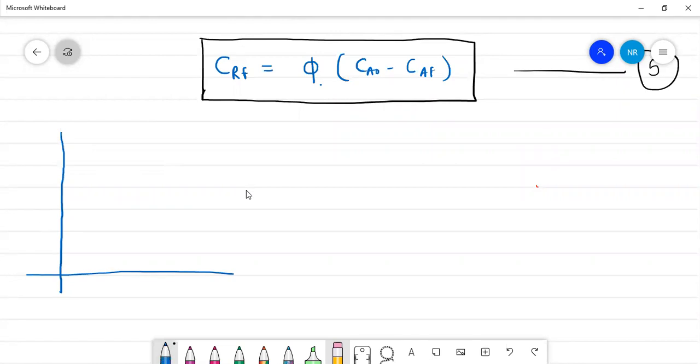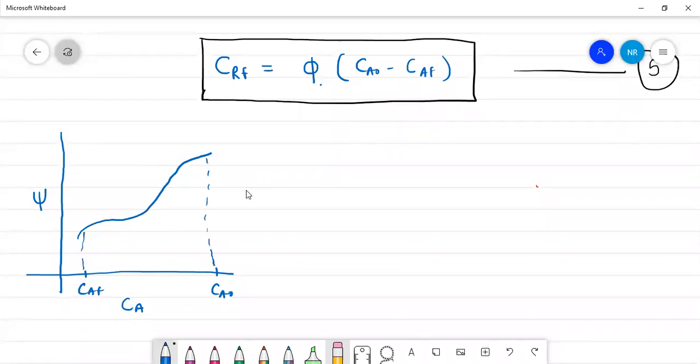We have to draw a graph. Graph of phi versus CA. For example, I'm saying that I'm getting this type of graph. So here it's CA0, and here it's CAF. So what should I do?